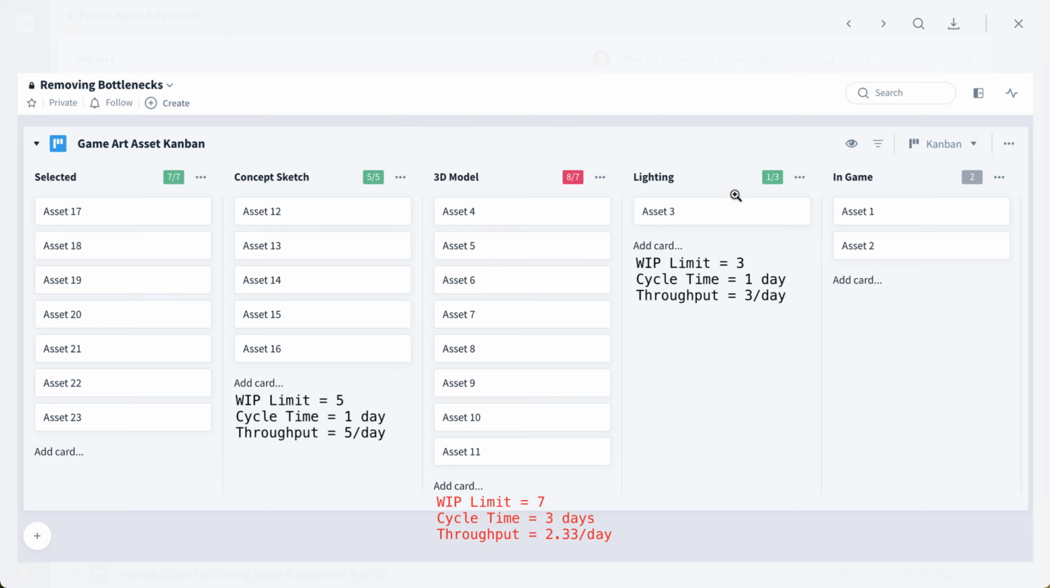Here at the lighting stage, we have a WIP limit of 3, and we've used again the control chart to determine that we have an average cycle time of 1 day. 3 divided by 1 equals a throughput of 3 art assets per day at the lighting stage. So very clearly, we have a throughput of 5 per day for concept sketch, 3 art assets per day for lighting, but at the 3D modeling stage, we currently only have a throughput of 2.33 art assets per day. This is clearly our bottleneck.